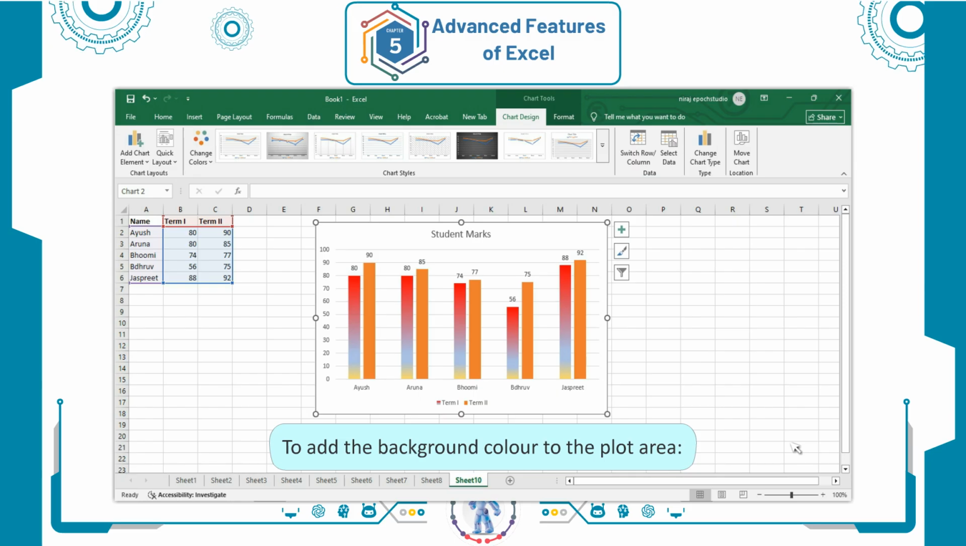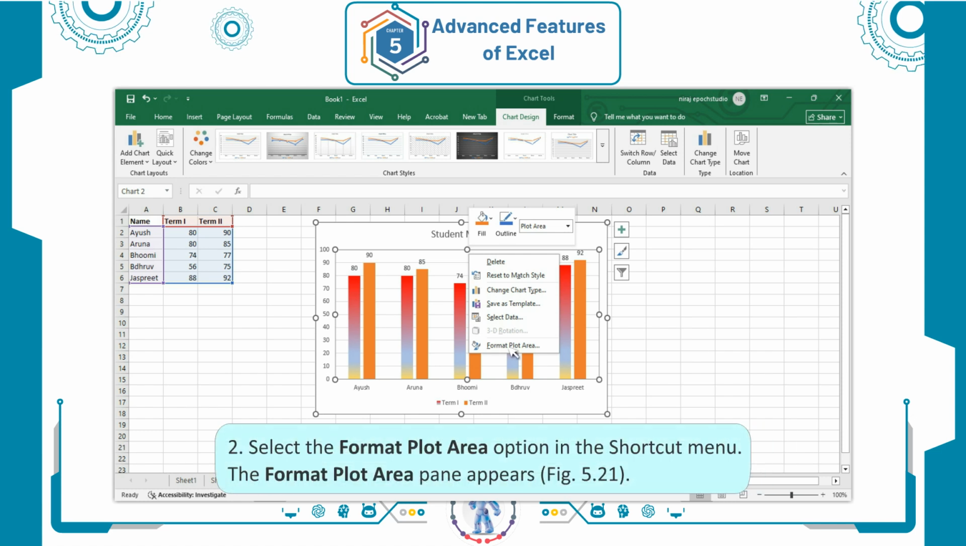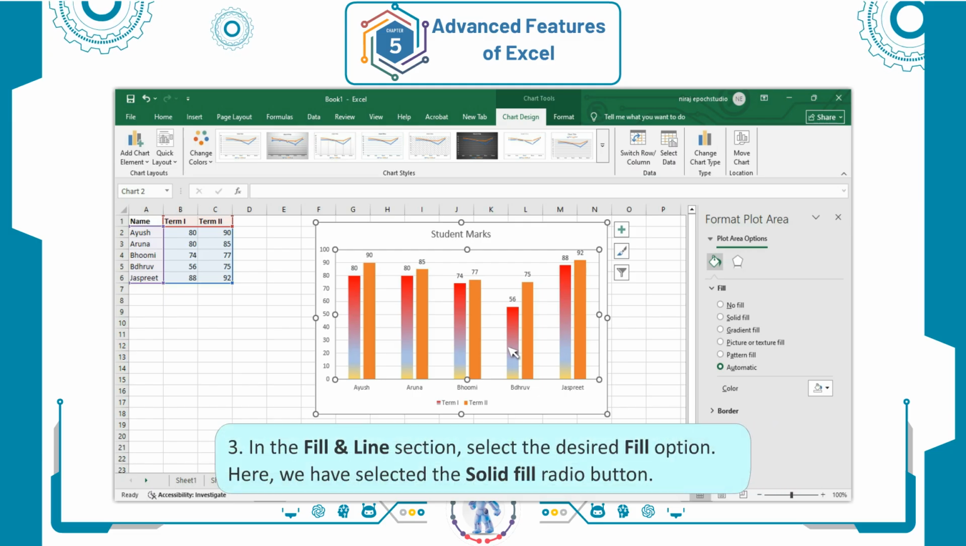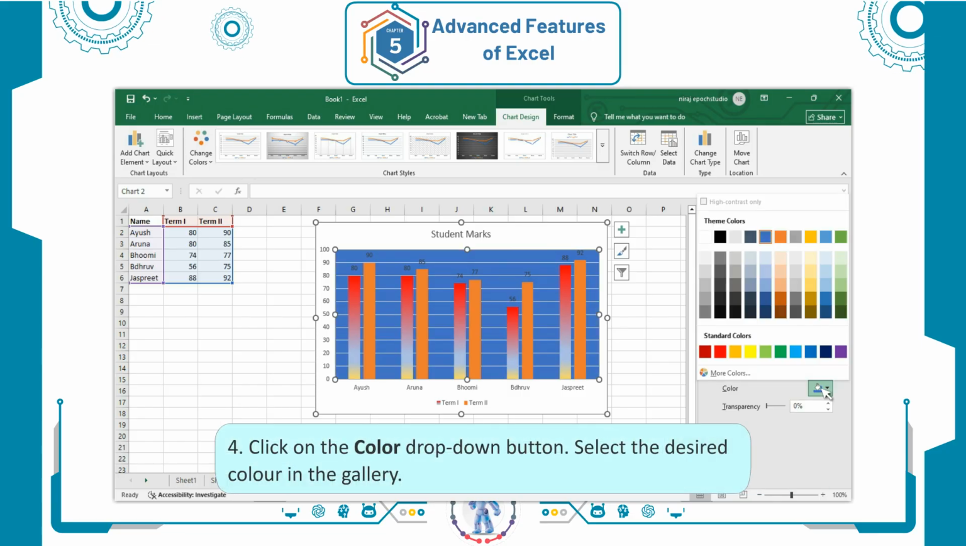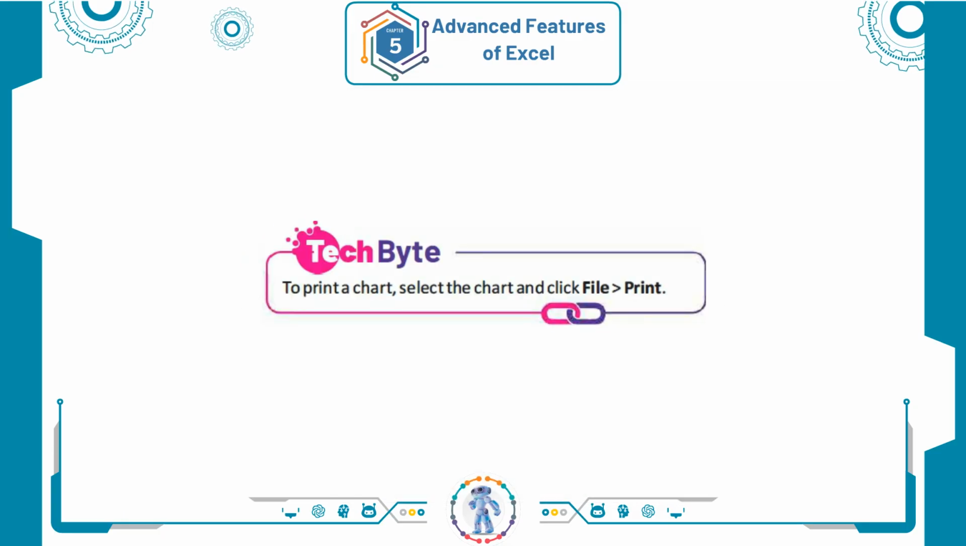Formatting plot area. To add the background color to the plot area: 1. Select the plot area and right-click on it. 2. Select the Format Plot Area option in the shortcut menu. The Format Plot Area pane appears (Fig. 5.21). 3. In the Fill and Line section, select the desired fill option. Here we have selected the Solid Fill radio button. 4. Click on the Color drop-down button. Select the desired color in the galleries. TechByte: To print a chart, select the chart and click File > Print.